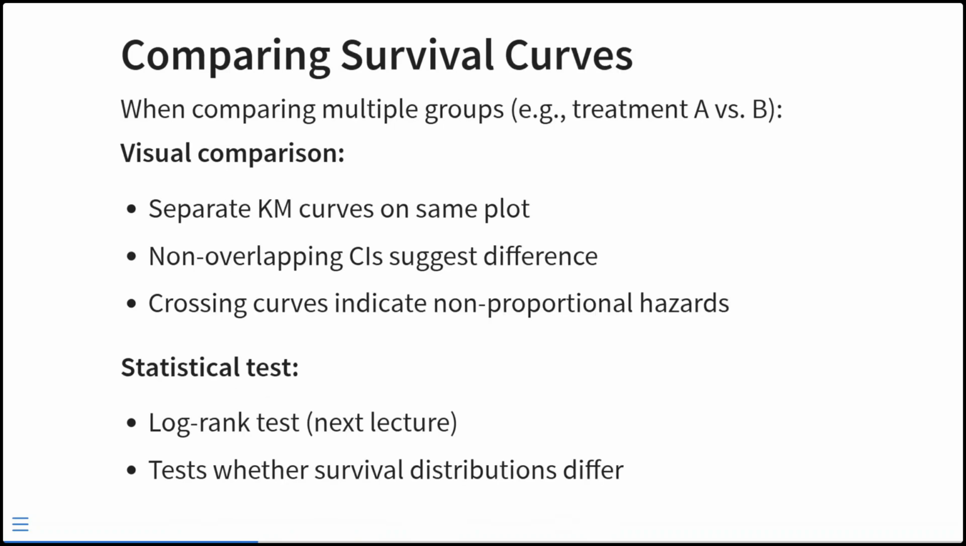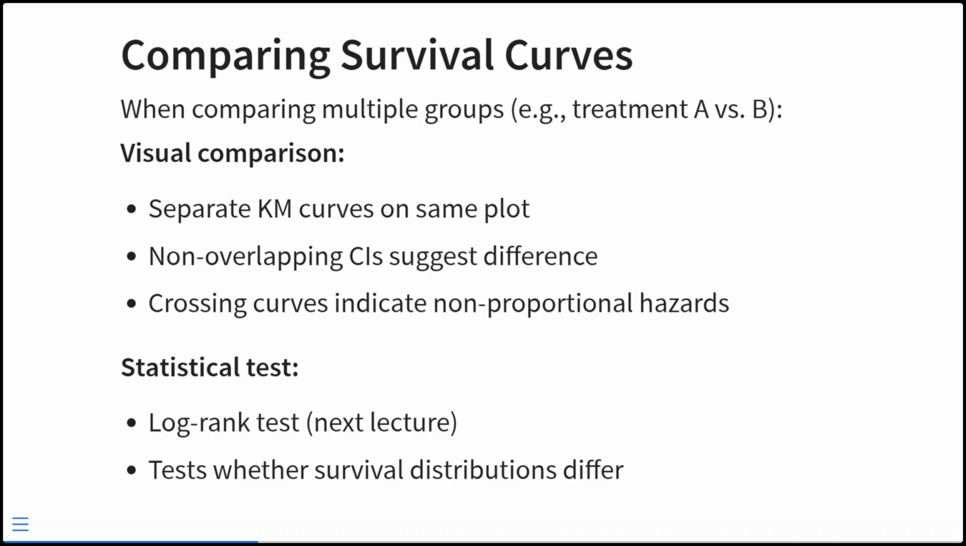So, how do you compare survival curves? You can compare them through visual comparison. That is, you plot separate Kaplan-Meier curves on the same plot, and non-overlapping confidence intervals suggest a difference. Also, crossing curves indicate non-proportional hazard.